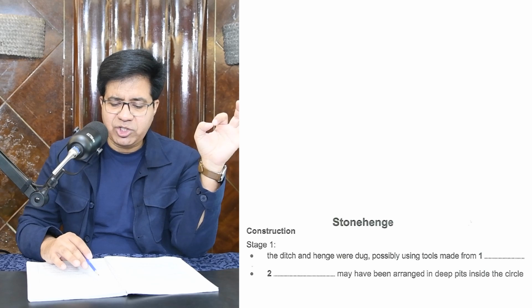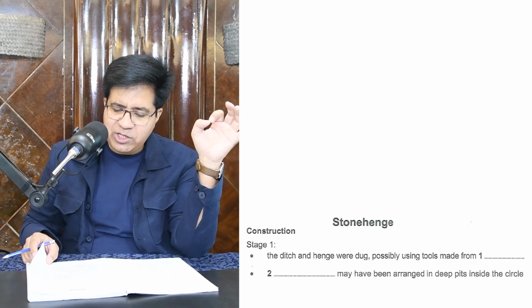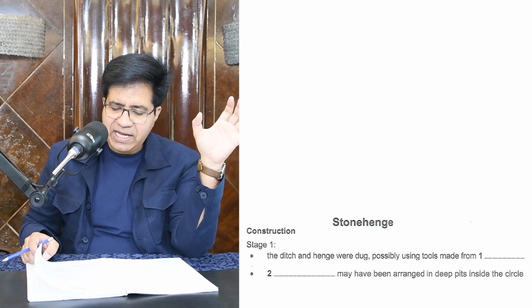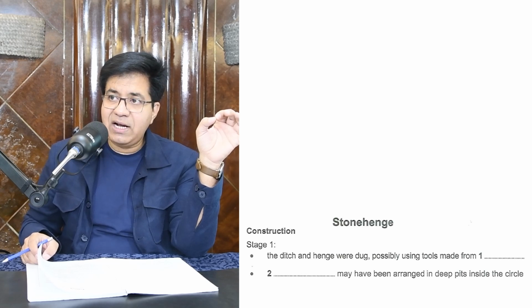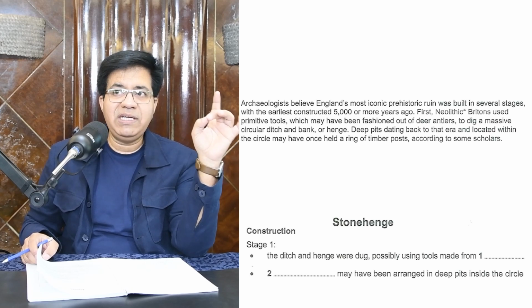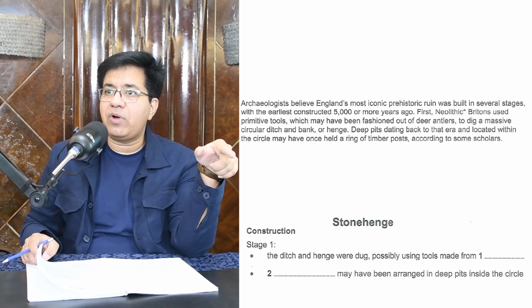Stonehenge, construction, stage 1. Now please come back to the passage and look for stage 1. Stage 1, first stage, first or stage 1. Second paragraph, second line after full stop, first. So what does it mean? Stage 1. Now this is called finding the location of your answer.